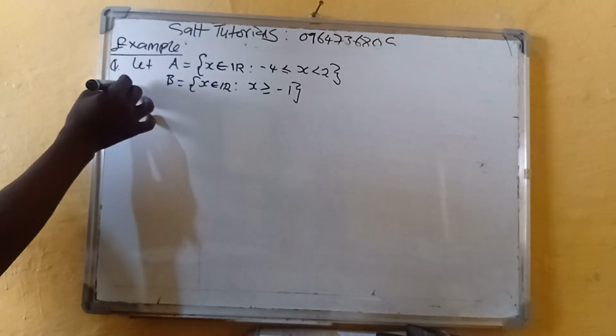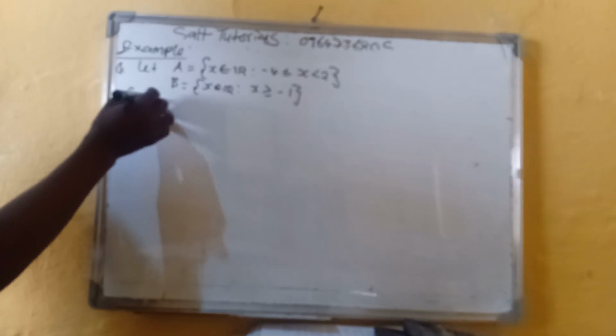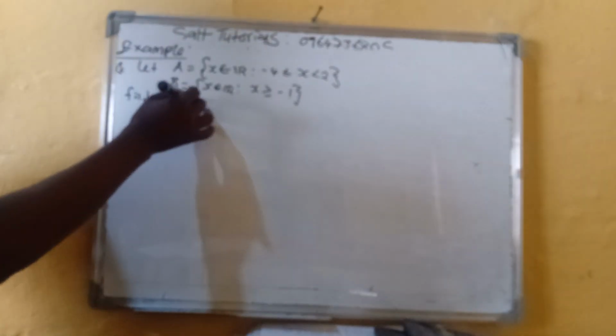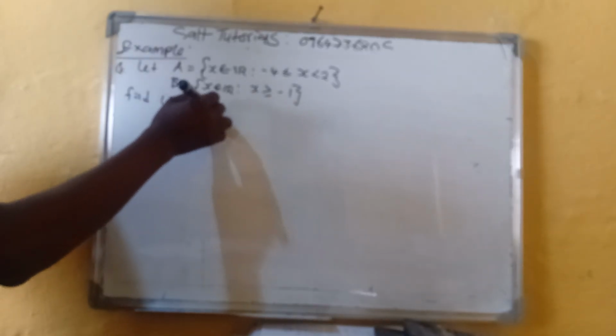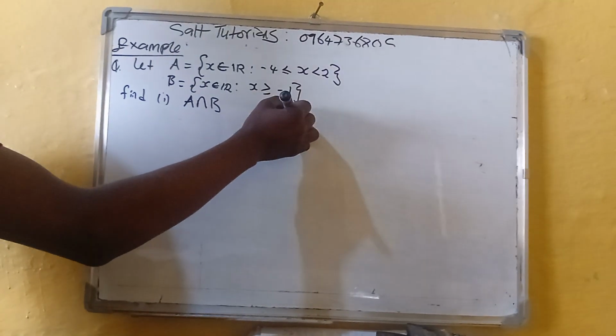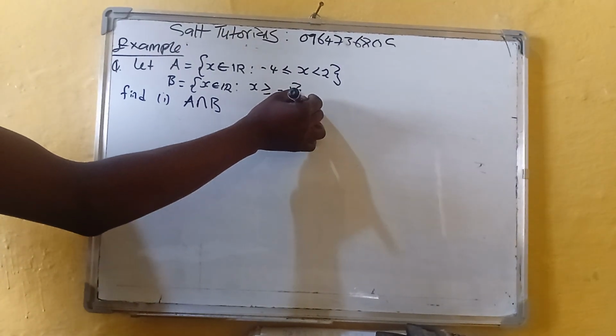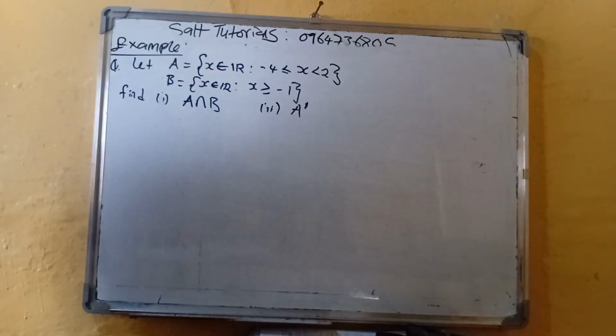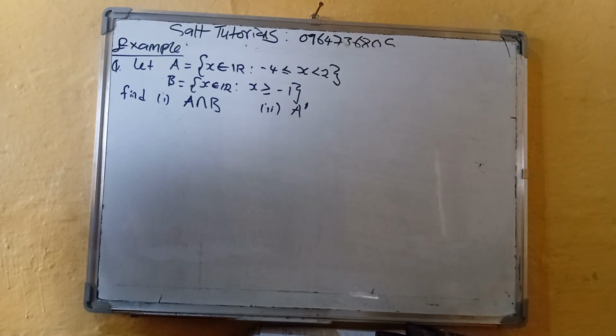So find number 1, A intersection B. Find number 2, A complement. This is what we are trying to look at: A intersection B and find A complement.